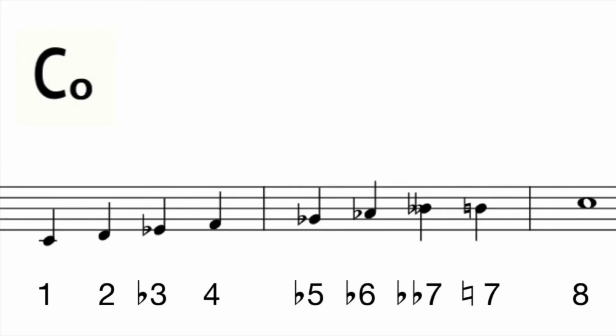And then we have full diminished, which is 1, 2, flat 3, 4, flat 5, flat 6, natural 7, 8. You can think of this as going 1, whole half, whole half, whole half, all the way up to 8. Notice that it has 8 notes plus the octave, as opposed to all the other chords, which have 7 notes plus the octave.